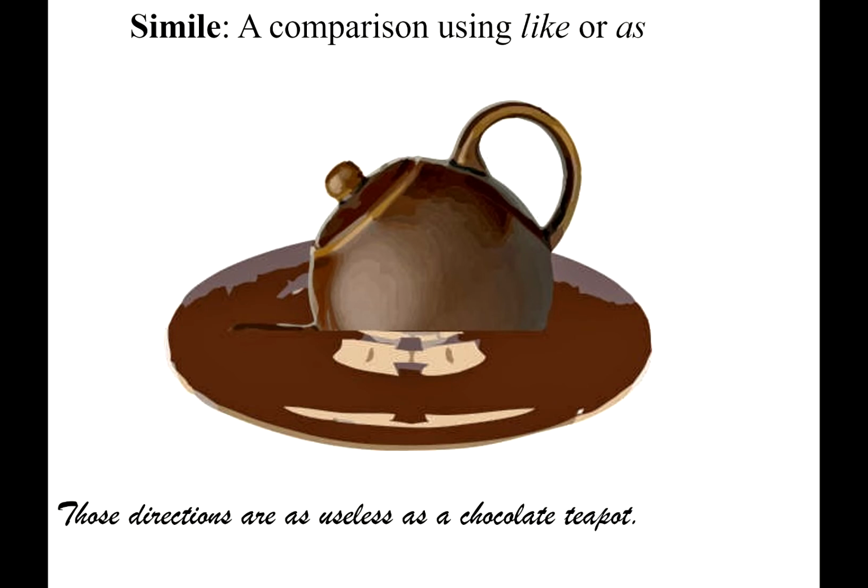A simile is when a writer makes a comparison between two things using the words like or as. So, "Those directions are as useless as a chocolate teapot." Here we have the word as. So that makes it a simile.